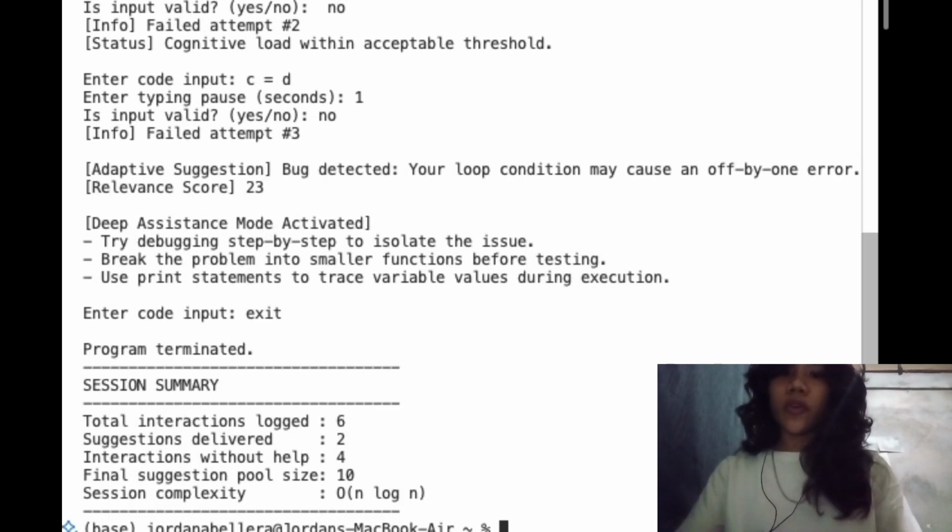Now let's exit the program. And upon exiting, we are going to see the session summary. It logs our total interaction, how many times help was actually needed, and confirms the session complexity was O(n log n) due to our merge sort ranking.